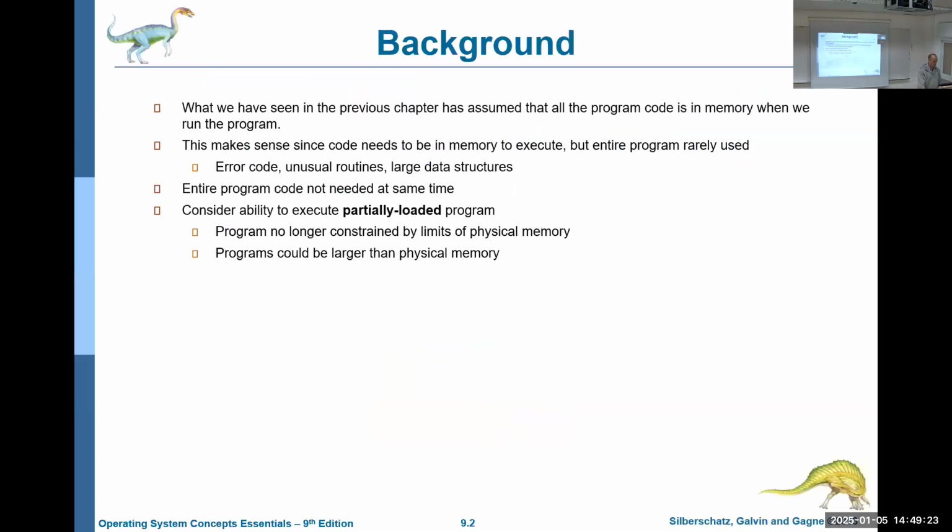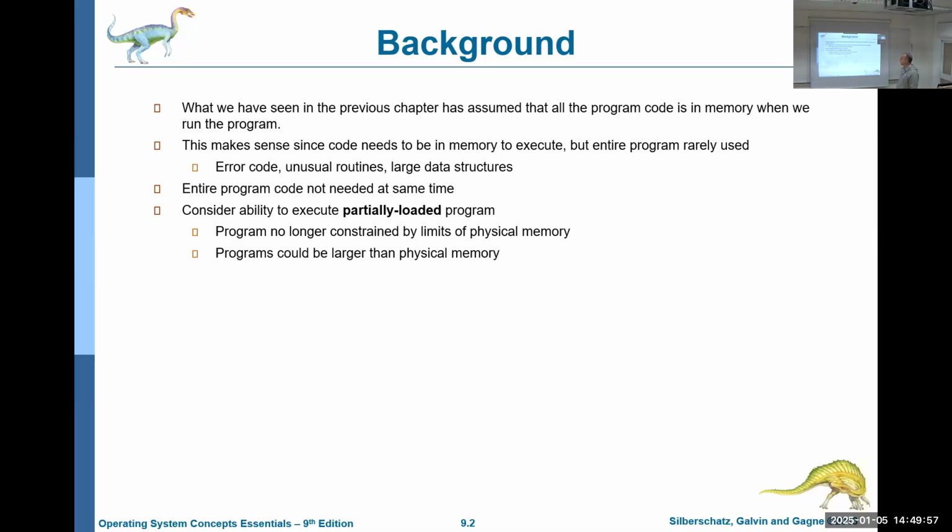So let's see what's there. Background. What we have seen in the previous chapter has assumed that all the program code is in memory. This makes sense since code needs to be in memory to execute. But the entire program is rarely used. In other words, we don't usually use the whole program. It might be sensible to have some of the program not in memory, but just on the disk: error code, unusual routines, large data structures. The entire program is not needed at the same time.